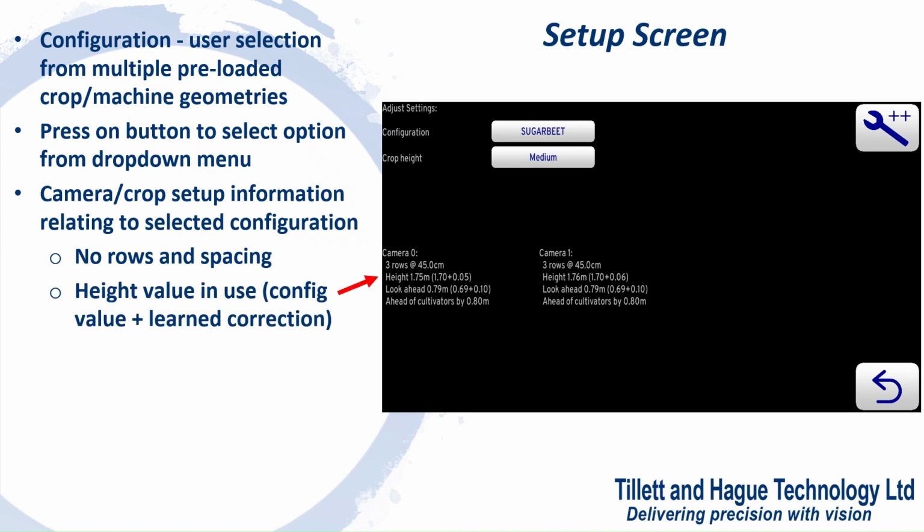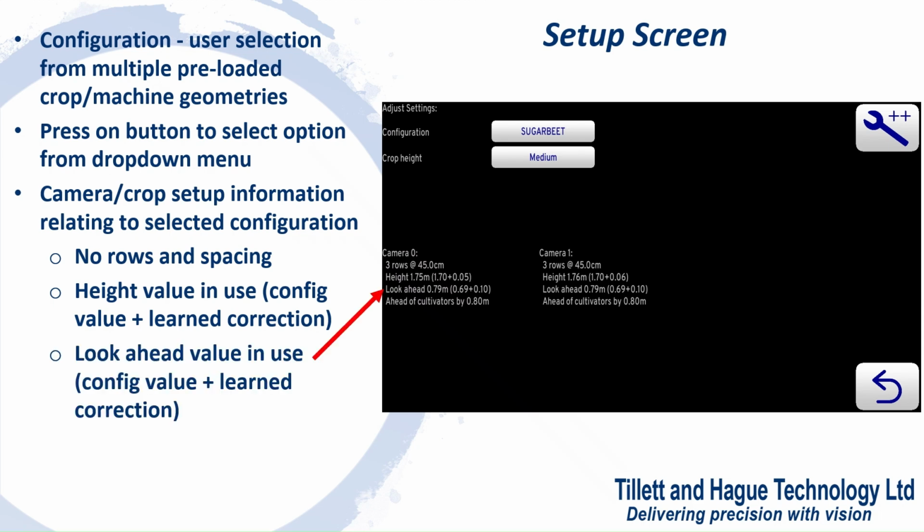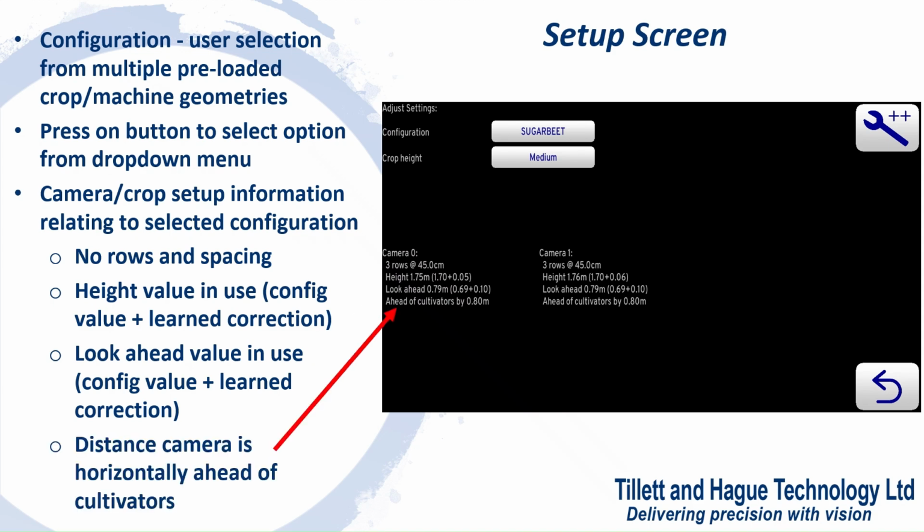The camera height as set in the configuration file and the correction applied in brackets by the auto learning of camera height is shown here. Similarly, camera look ahead and the applied correction. The distance between the camera and the cultivators.